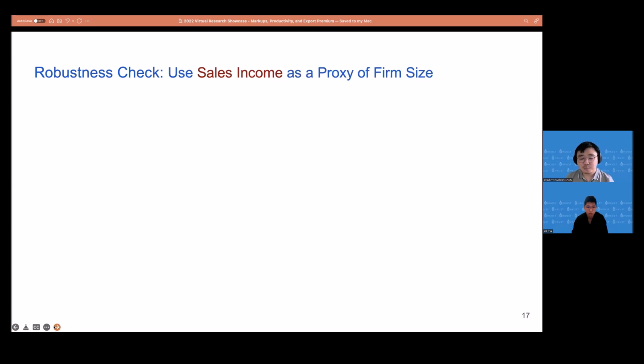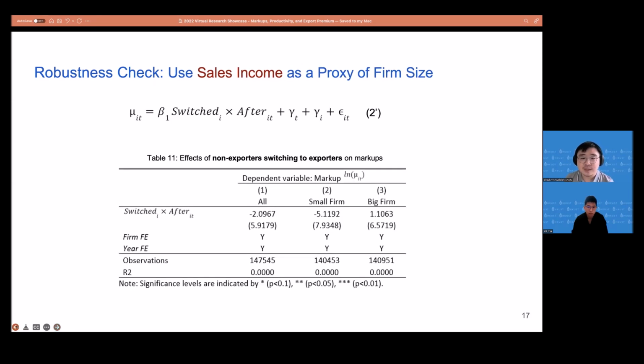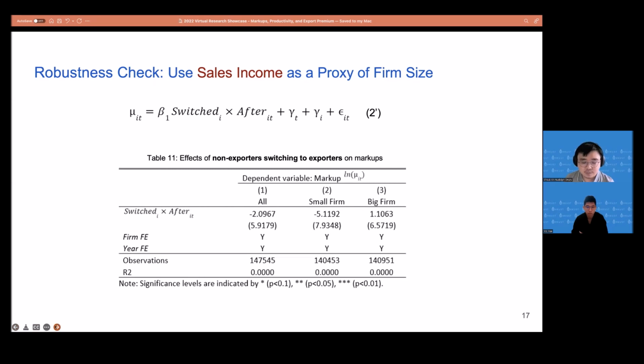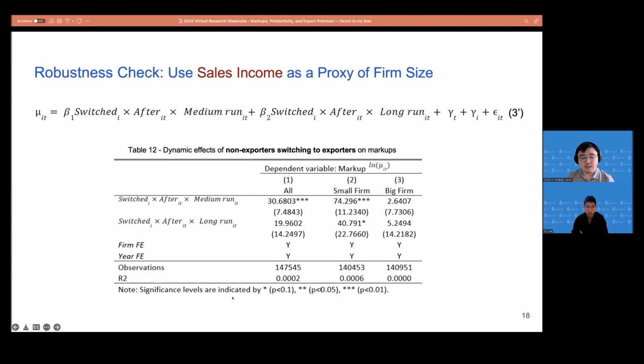And remember, in our previous findings, we used employment as a proxy for firm size. And here we use the sales income to distinguish the smaller and bigger firms. As we could see in Table 11 here, our conclusion still remains the same as we observed previously. That is, there is no significant effect when we look at the aggregate effect on the markups. And for the dynamic effects of switching the non-exporting status on markups, our results are still robust. That is, the export premium on markups is mainly driven by the smaller firms, where we use the sales income as a proxy.